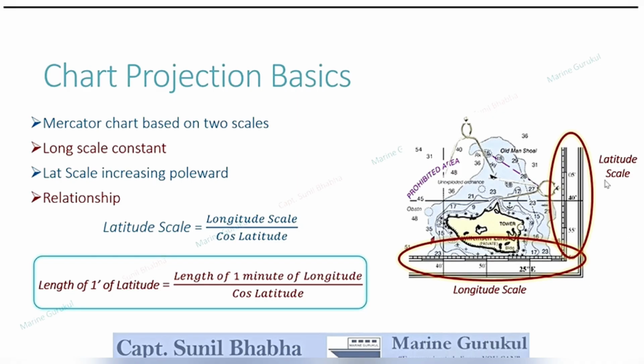We have to find that, beta. What we will be given is the scale of the chart, and the scale of the chart is related to the latitude length, or length of 1 minute of latitude. We will be finding the length of 1 minute of longitude and using this as a building block of our chart.